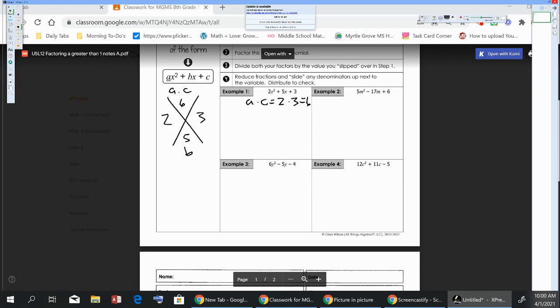Now, I said if you slip the a to the right and multiplied, when you're done with the factoring, you have to slip the a back with division. So I'm going to change the color just so you can see a little better. And I'm going to divide each term by that a value, which is 2.